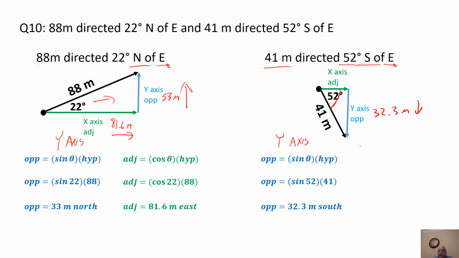And then we're going to find this x-axis, the cosine, because it's on the side, cosine angle, cosine 52 times the 41, and we're going to get 25.2 meters east. So this is going to be 25.2 meters this way.